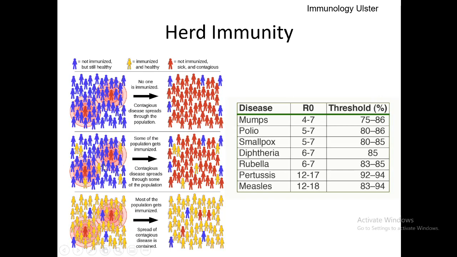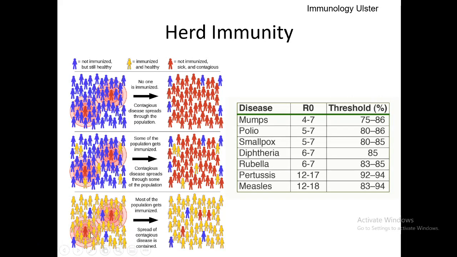Taking it down another level, if some of the population gets immunized, then the degree of spread isn't as severe, but it's still not effective enough. And that's why the level of spread is strongly influenced by the level of immunization.